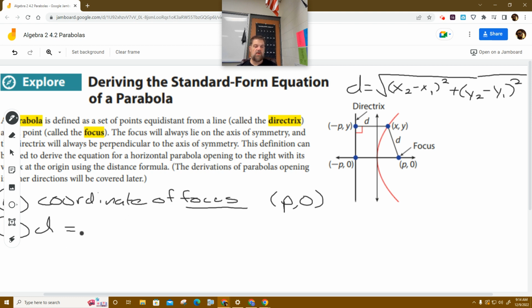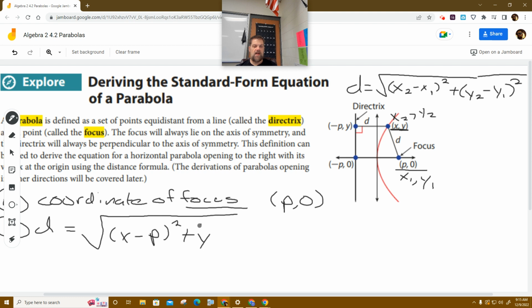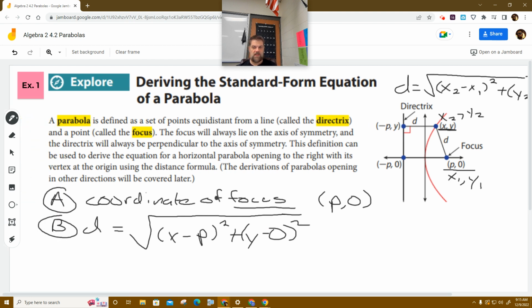So in this particular case, though, we're going to do that a little differently. The distance, we're going to compare this and this. So you could think of this as x sub 1 comma y sub 1. And you could think of this as x sub 2 comma y sub 2. So if that's the case, I'm going to take the square root of in parentheses x minus p squared plus y in parentheses minus 0 squared. Okay, so that's the second step to derive this formula.